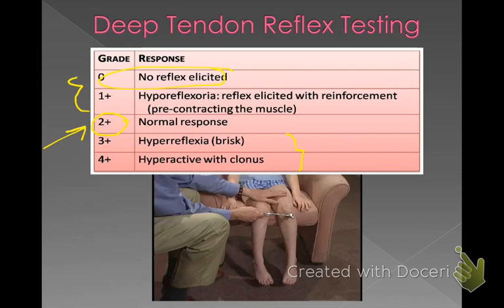Now, a word to the wise and a word of caution is that some patients, you may not be able to get a reflex, and that may not really indicate that they have an injury to either the upper or the lower motor lesion. It just might mean that they're not capable of relaxing enough to get a response. So you need to be very specific if you give a patient a 0 or a 1 as to why they receive that grading.